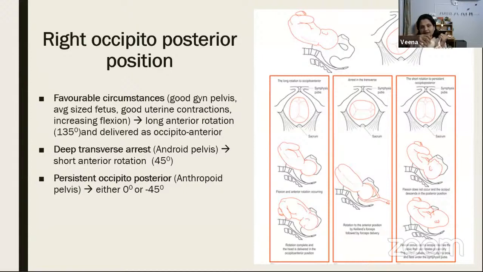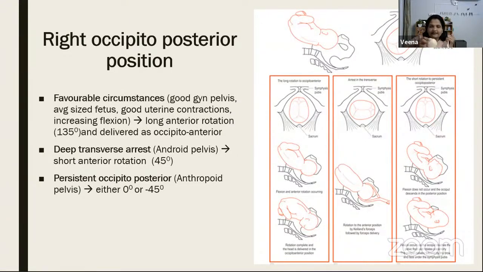But then no further movement is possible because of converging side walls. There is basically a mechanical factor there which doesn't let the head go any further, any further rotation. So it will get stuck over there as deep transverse arrest at the level of the ischial spines. That happens more commonly in android pelvis.